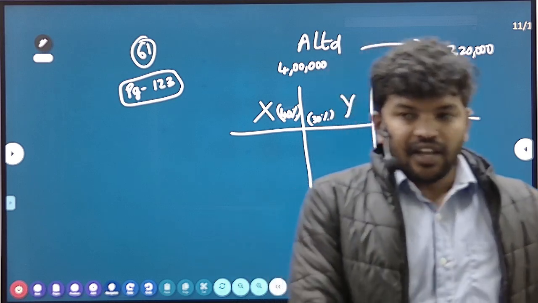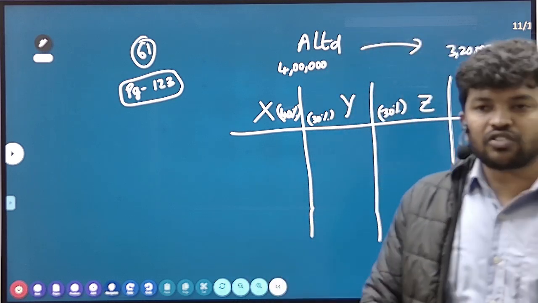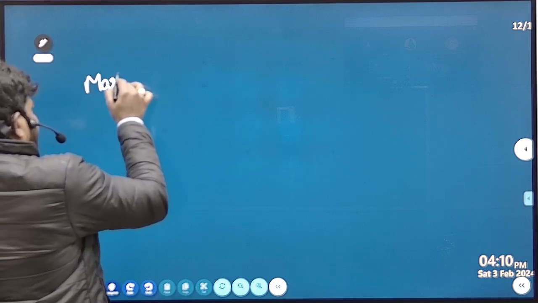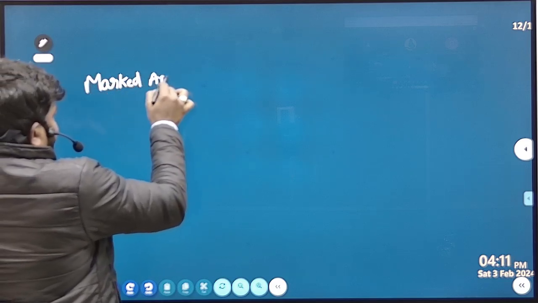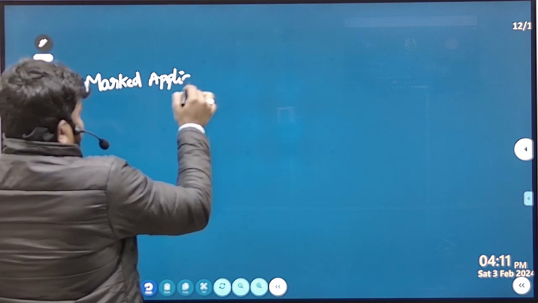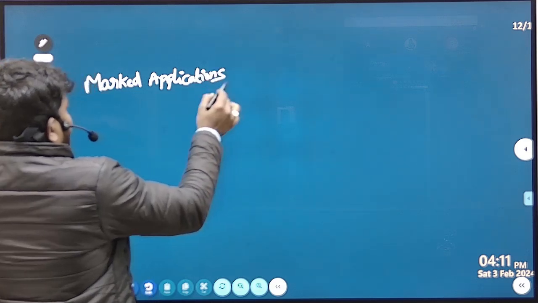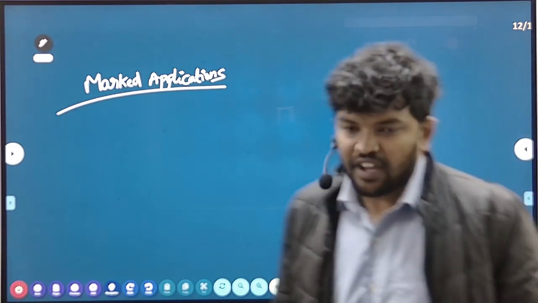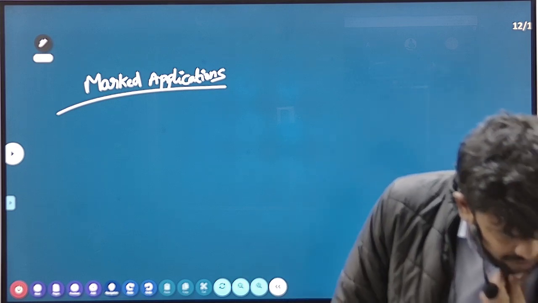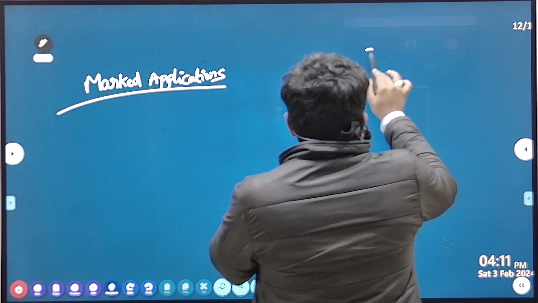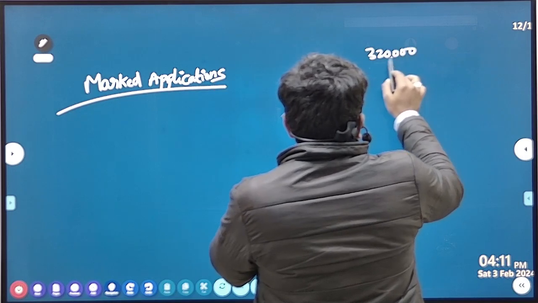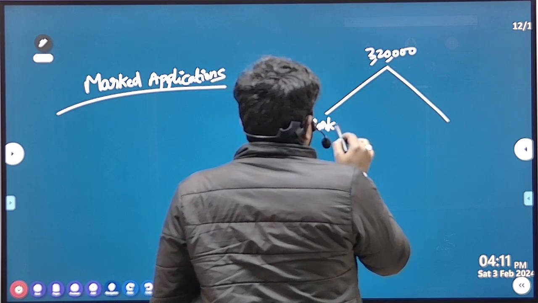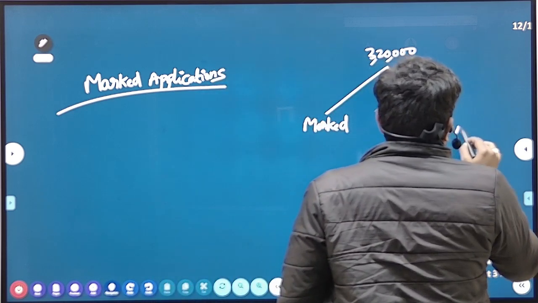Yes. But we have this concept which is called marked applications. What is this concept of marked applications? And unmarked applications. We have received applications for total 3,20,000. In this, how much is marked, how much unmarked? Tell me. Marked, unmarked.